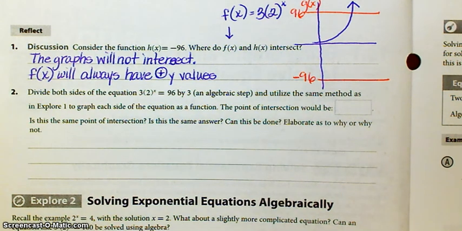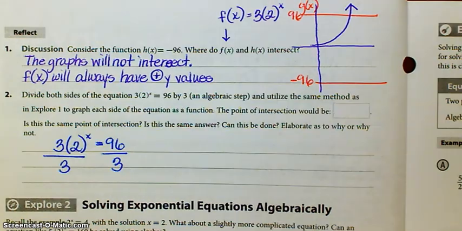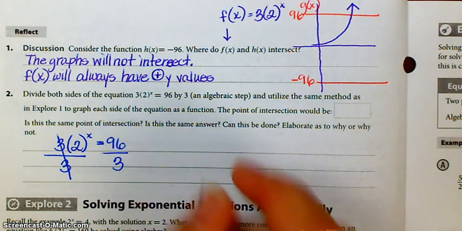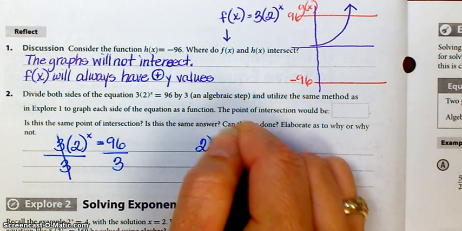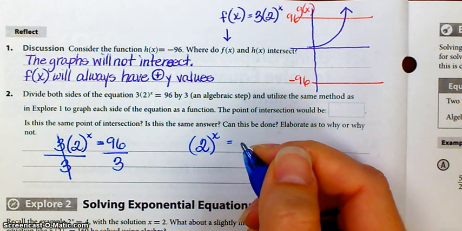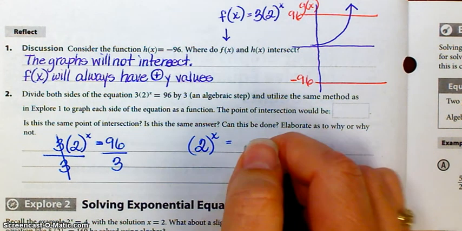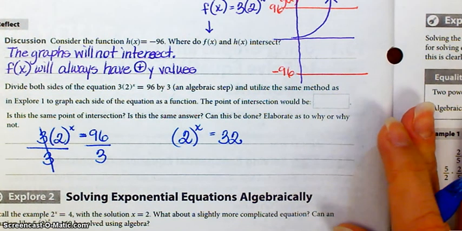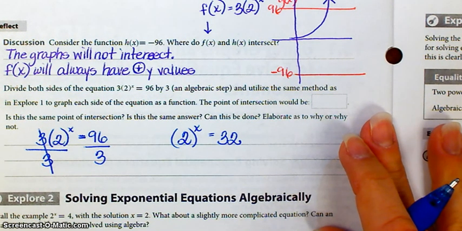Okay, so hang on. Okay, so they're saying divide both sides of the equation by 3. Well, 3 divided by 3 over here gives you 1. And so on that side of the equation, you just wind up with 2 to the x power. And then 96 divided by 3 is 32. Okay, utilize the same method as in Explore number 1.